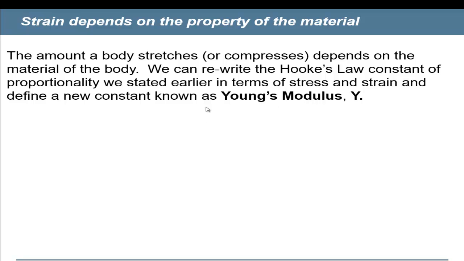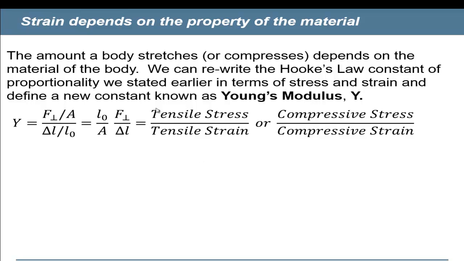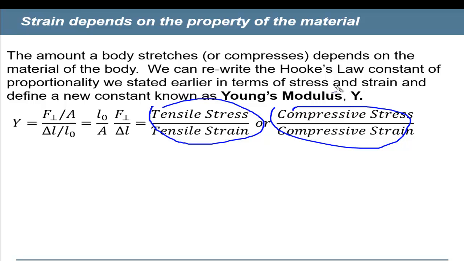But anyways, Young's modulus is this, which looks maybe a little bit daunting, but it's really not much at all. All it is is the tensile stress divided by the tensile strain, or it's the compressive stress divided by compressive strain. It's just that Hooke's law constant we had before of stress over strain equals some constant value. And that's exactly what this is. This is simply the stress, tensile or compressive. So it's the perpendicular force divided by the area. This is the definition of stress, and this is the definition of strain. So it's simply stress divided by strain.